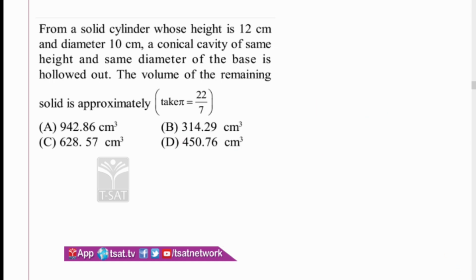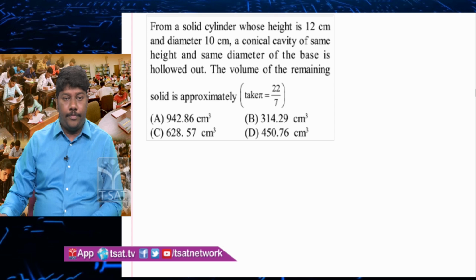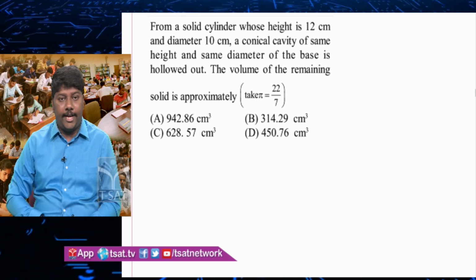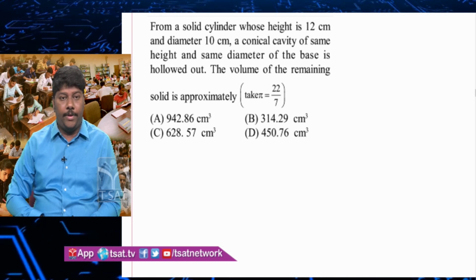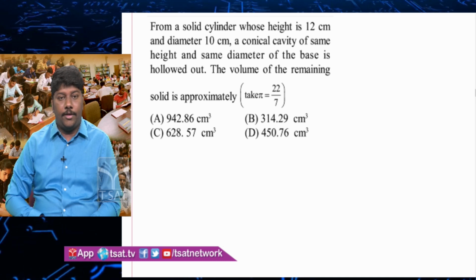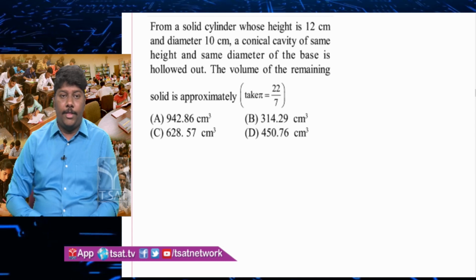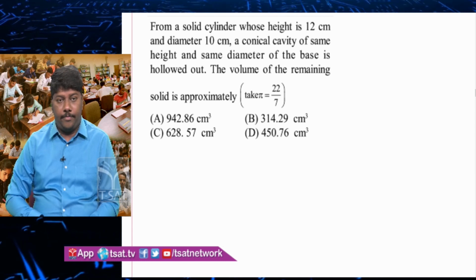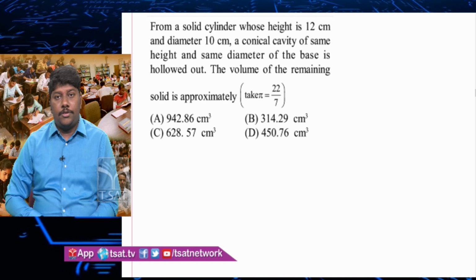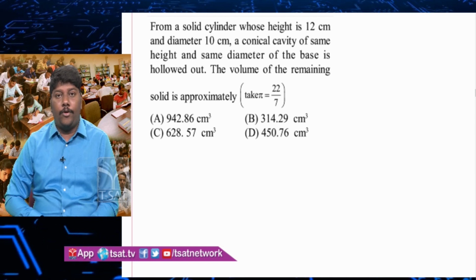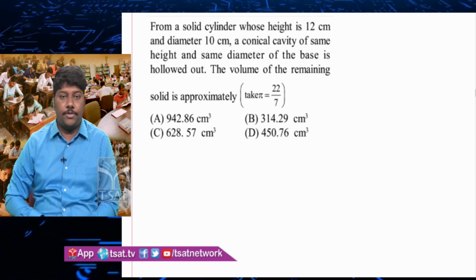Let's look at the next problem. From a solid cylinder whose height is 12 centimeters and diameter is 10 centimeters, a conical cavity of the same height and the same diameter of the base is hollowed out. The volume of the remaining solid approximately, he is asking. See, we all know when the dimensions of a cylinder and a cone are the same, then the volume of a cone is exactly 1 by 3 of the volume of the cylinder. So if you take out 1/3 volume of the cylinder, the volume left is just 2/3 of the volume of the cylinder because you are taking out with the same dimensions.